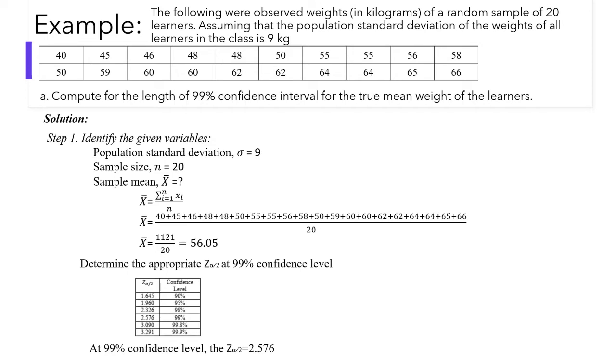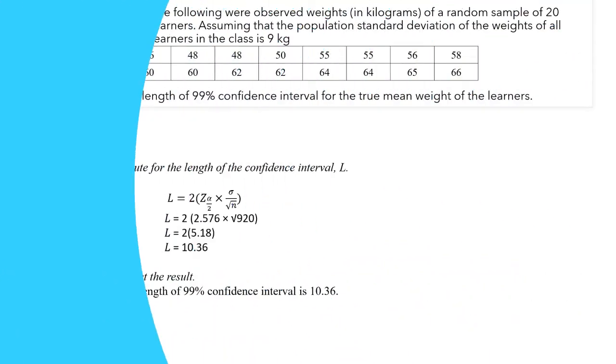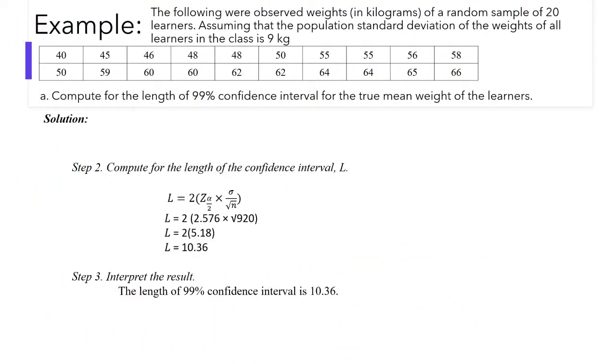Now, let's determine the appropriate Z alpha half at 99% confidence level. First is to find where the 99% confidence level is in our table and its corresponding Z alpha half value. At a 99% confidence level, the Z alpha half is equal to 2.576.